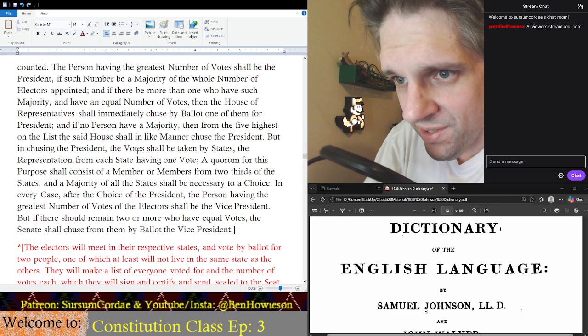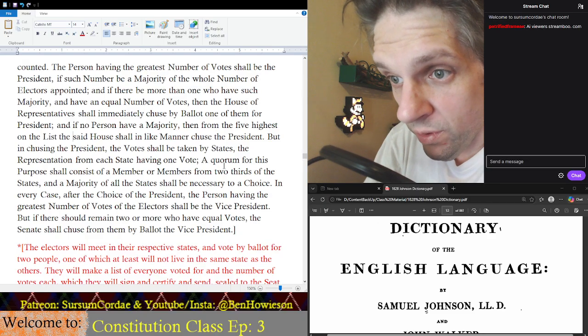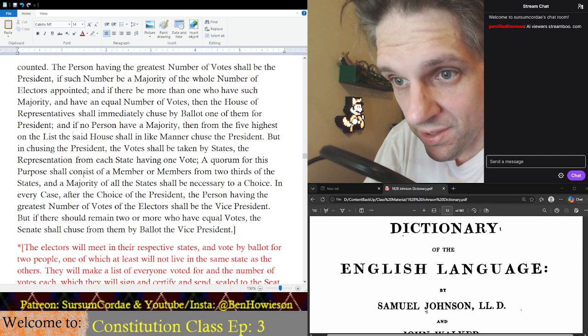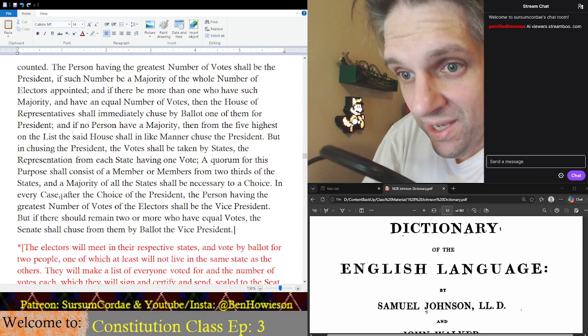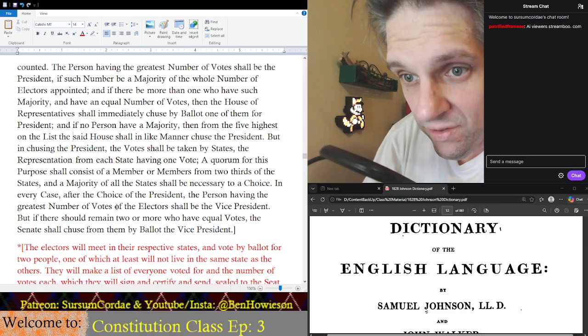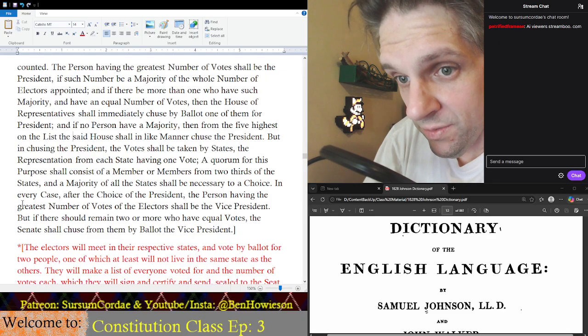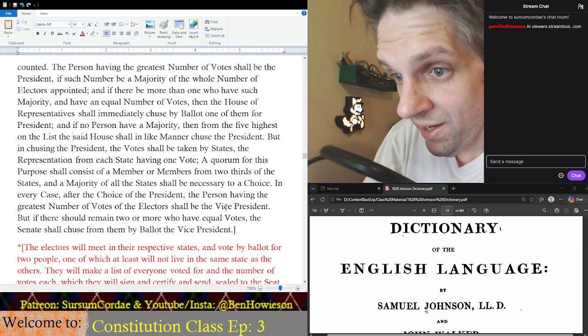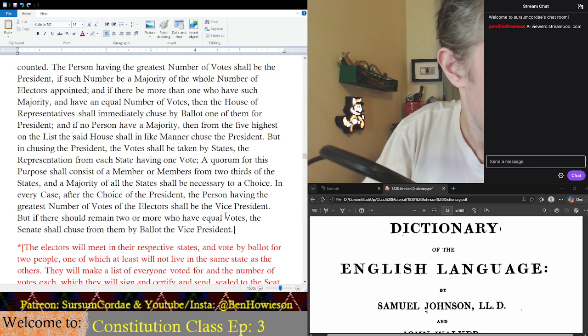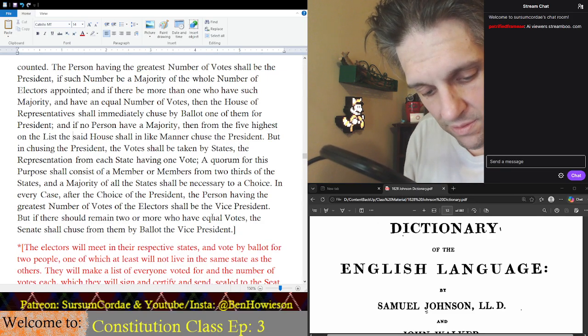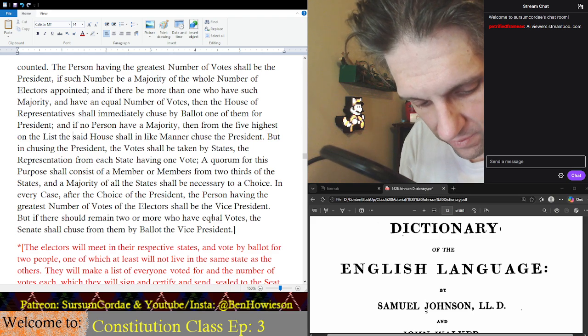But in choosing the president, the vote should be taken by states, and the representation from each state having one vote. A quorum for this purpose shall consist of a member or members of 2/3 of the states, and the majority of all states shall be necessary to a choice. In every case, after the choice of the president, the person having the greatest number of votes of the electors shall be the vice president. But if there should remain two or more that have equal votes, the Senate shall choose from them by ballot the vice president. So this is what they're trying to do right now.